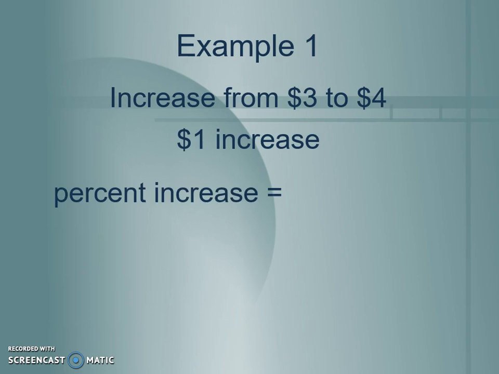So we're going to have a percent increase of 1 over 3. 1 was the amount of change. The original amount was 3. So we'll just do 1 divided by 3, multiply it by 100%, and that's approximately 33%.